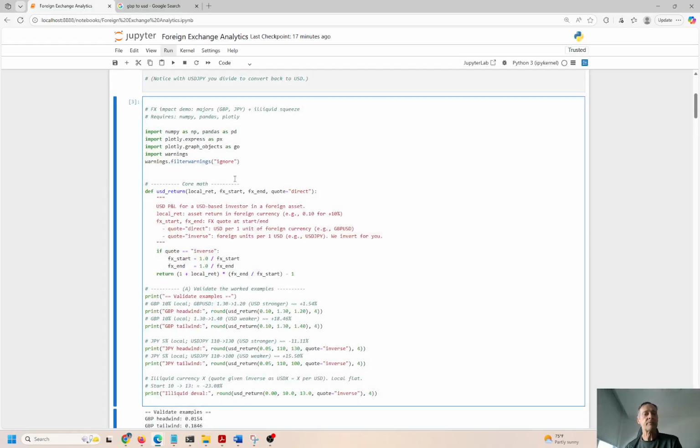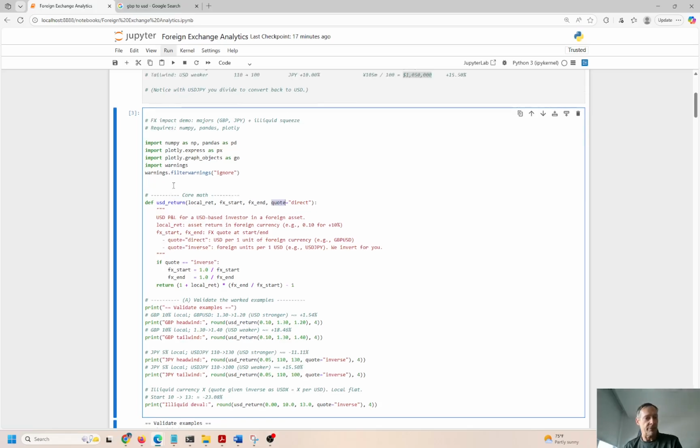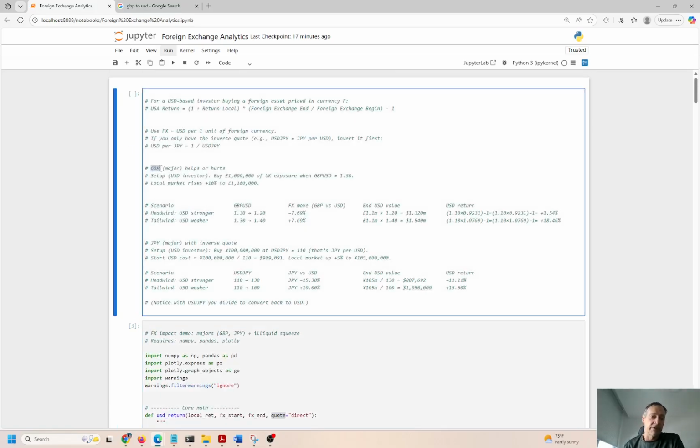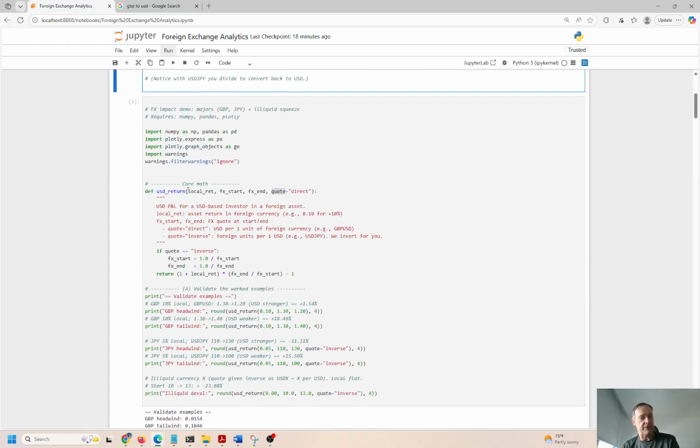So I took those points of logic, converted that to a Python script. We have our normal pandas, plotly, things like this, okay? So I'm gonna look at the local return, the FXstart, FXend, and are we looking at a direct quote or an inverse quote? So remember the first example, this is a direct quote. So this is Great British Pound to US dollar, that's a direct quote. This is an inverse quote, okay? So this would be USD per Japanese yen, and this would be GBP per Japanese yen, okay? So that's the concept here.